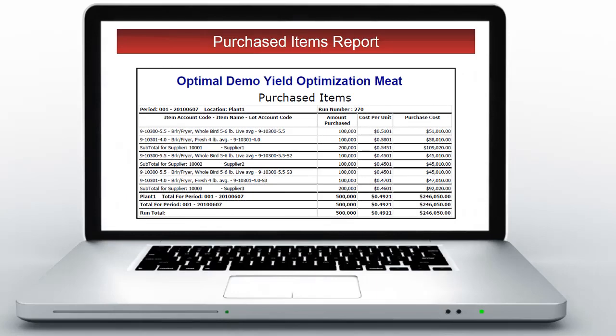Second is the purchased items report. This report presents for each item purchased, the amount purchased, the cost per unit, and the total purchase cost. As well, totals are presented for each location, period, and for the total run. Again, these totals relate directly to the values in the summary report.